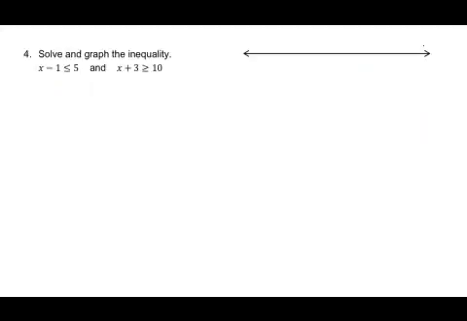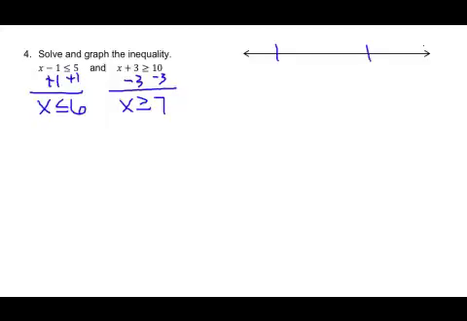And again with number 4, solving just like we would before. So the first inequality, we are adding 1 to both sides, so x is less than or equal to 6. The second inequality, we are subtracting 3 from both sides, so x is greater than or equal to 7. Graphing them on the number line, we have 6 and 7, again both closed circles because they're or equal to. 7 we are going to the right, 6 we are going to the left.